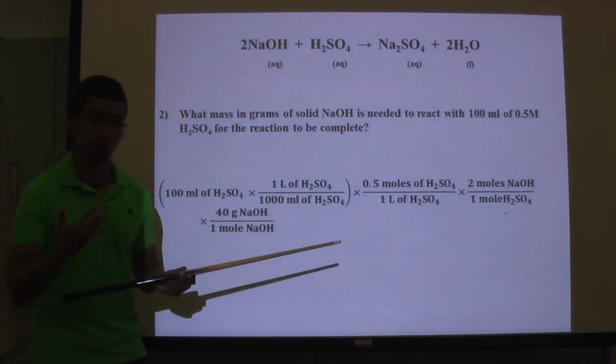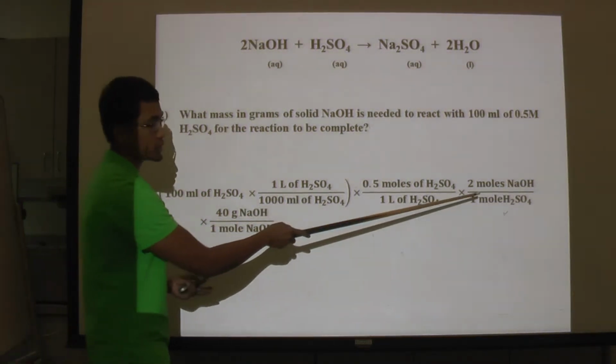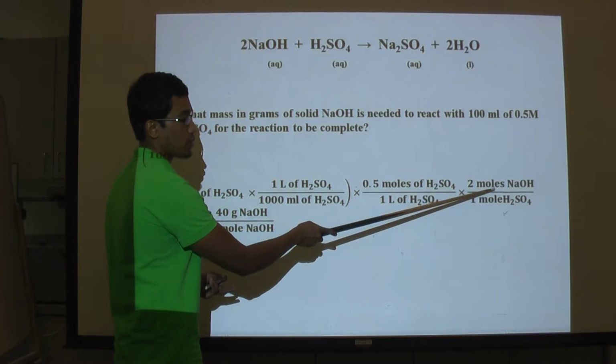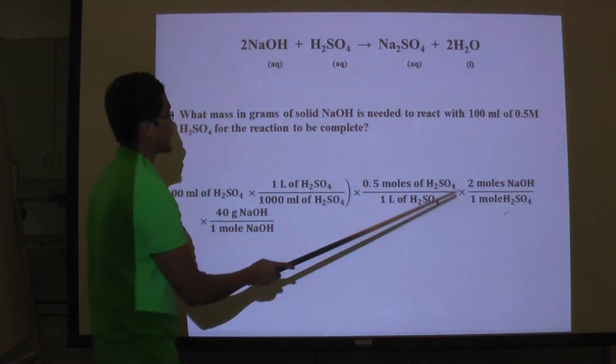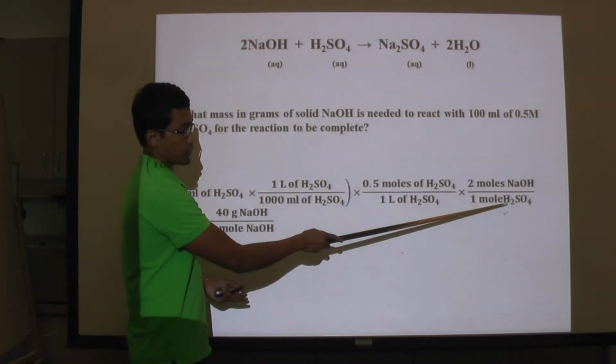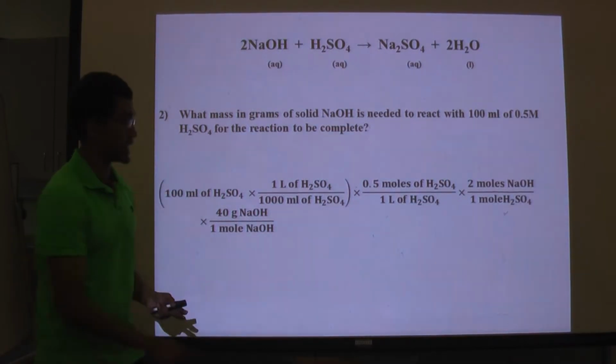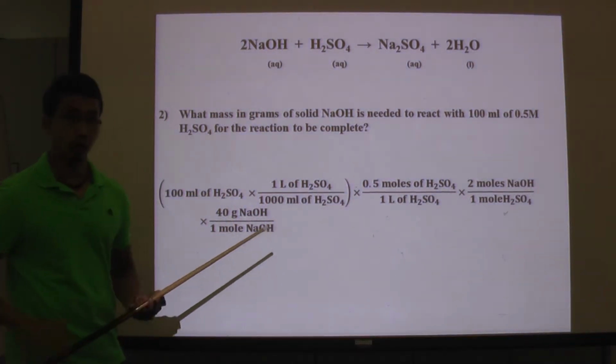Or we're going to have to use the relationship between sulfuric acid and sodium hydroxide. The mole ratio in this case is 2 moles of sodium hydroxide per mole of sulfuric acid, which we obtain from the balanced chemical equation. Once again, moles of sulfuric acid goes down at the bottom, moles of sodium hydroxide up at the top, because that's what we are trying to find out first.